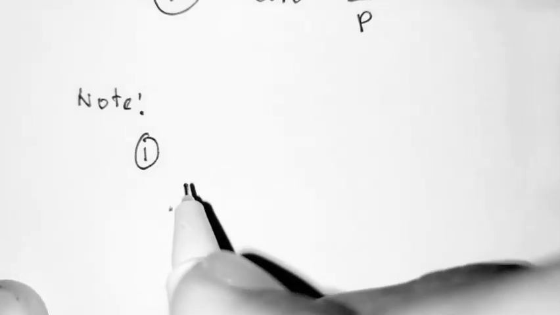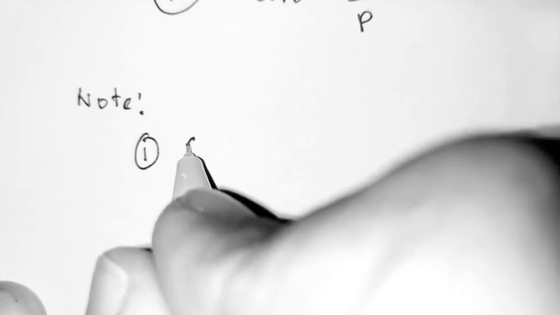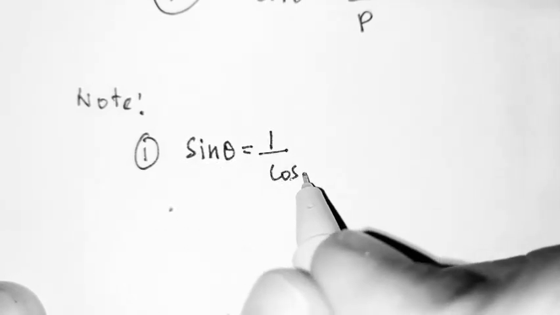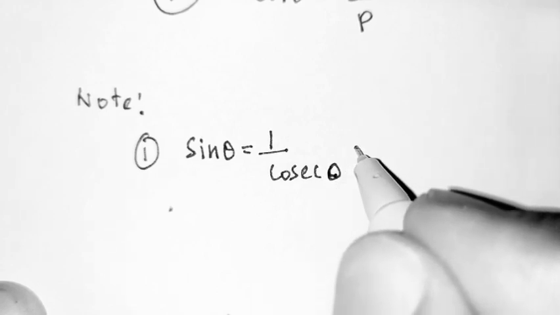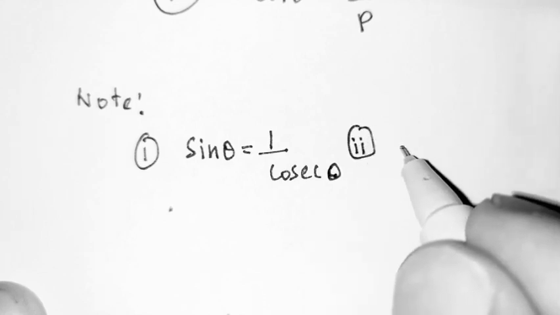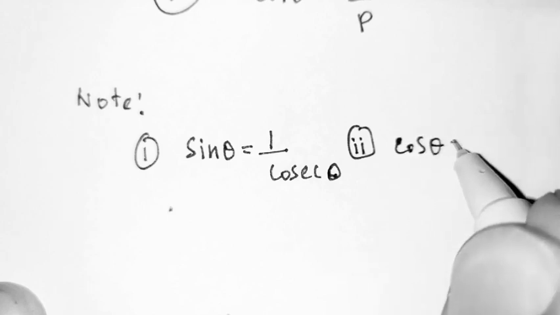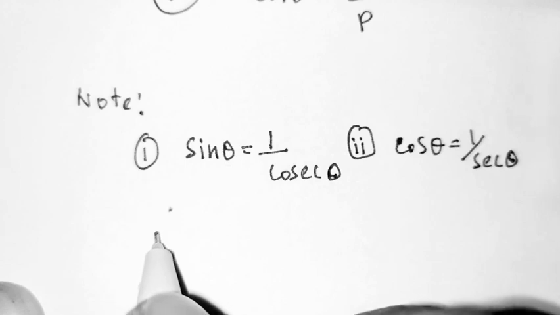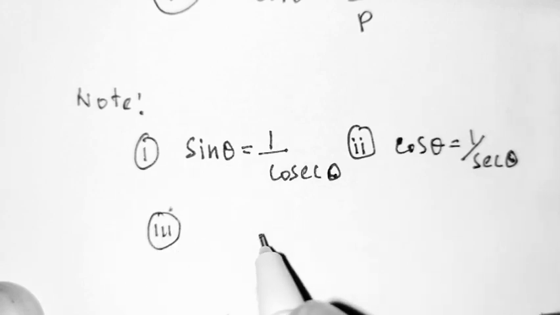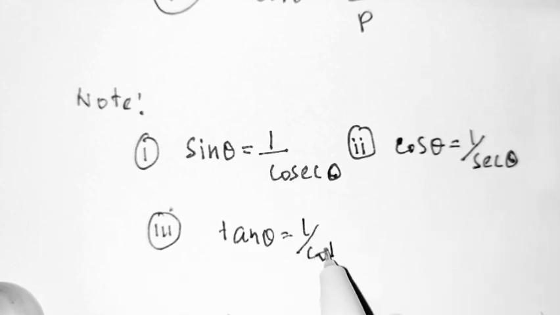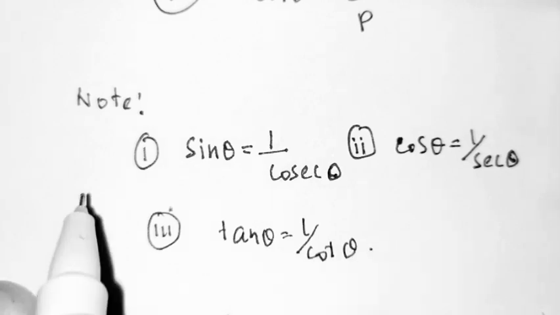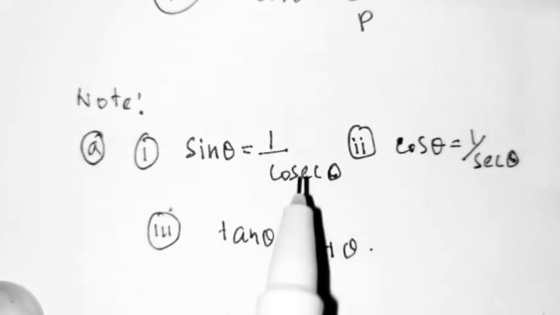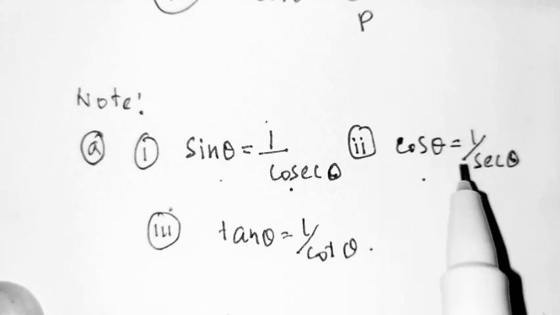So from here you can note down a few points. Note, the first one: since sin theta is a reciprocal of cosec theta, simply I can write sin theta is equal to 1 by cosec theta, and cos theta is equal to 1 by sec theta. Similarly, we can write tan theta is equal to 1 by cot theta. So here I have got 3 formulas, and I'm going to group this as note number A. So here we have sin theta equal to 1 by cosec theta, cos theta equal to 1 by sec theta, and tan theta equal to 1 by cot theta.